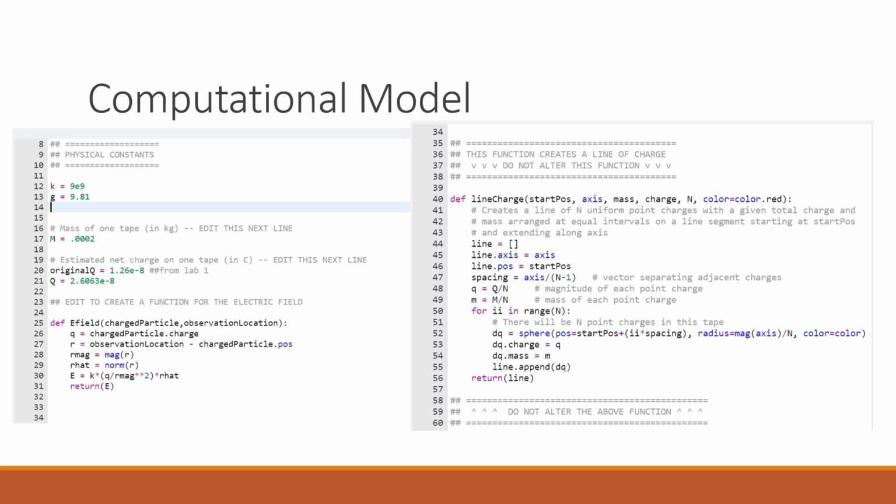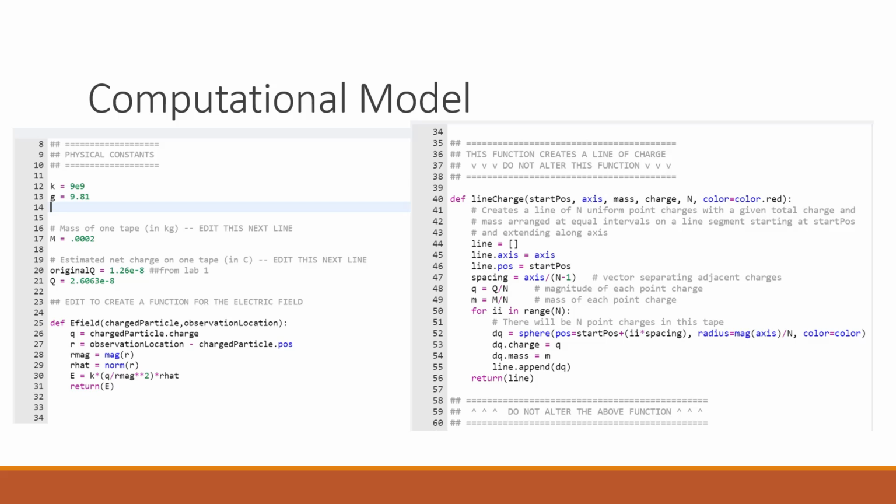Here's the code for the computational line charge model. On the left, you outline your physical constants and import the mass of your tape that you measured. The original Q was found from Lab 1, and this big Q value was found through trial and error until the electric force on the top tape is equal to the gravitational force on the top tape. The E field function calculates the electric field of a charged particle at a given observation location using Coulomb's law. And this line charge function was given to us.